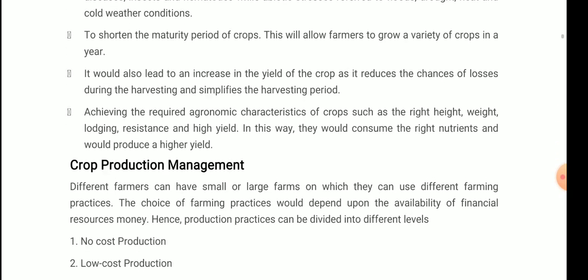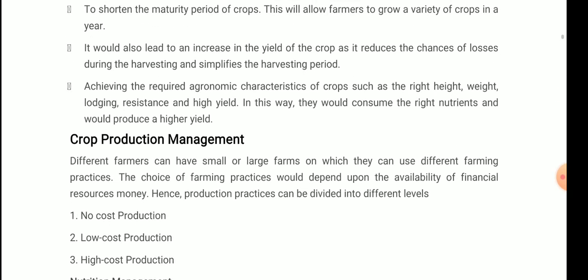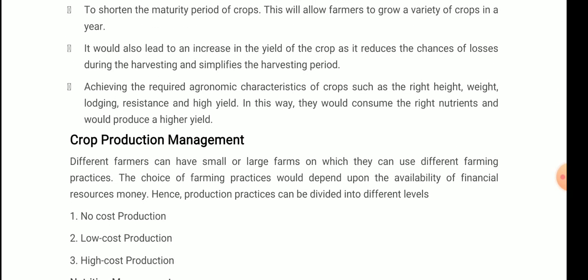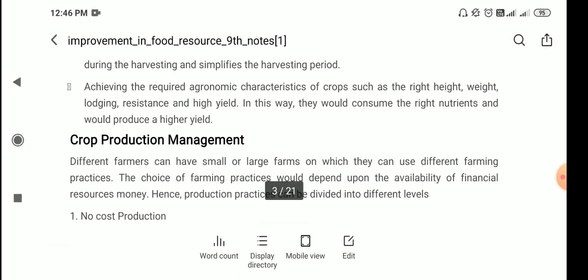Okay, and then we discussed crop production management, that is, different farmers can have small or large farms on which they use different farming practices. The choice of farming practices depends upon the availability of financial resources, money. So it can be of three different types: no cost production, low cost production and high cost production. Clear?